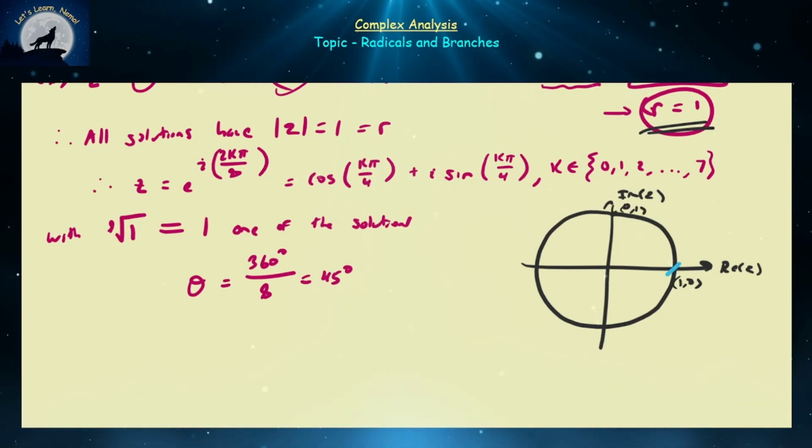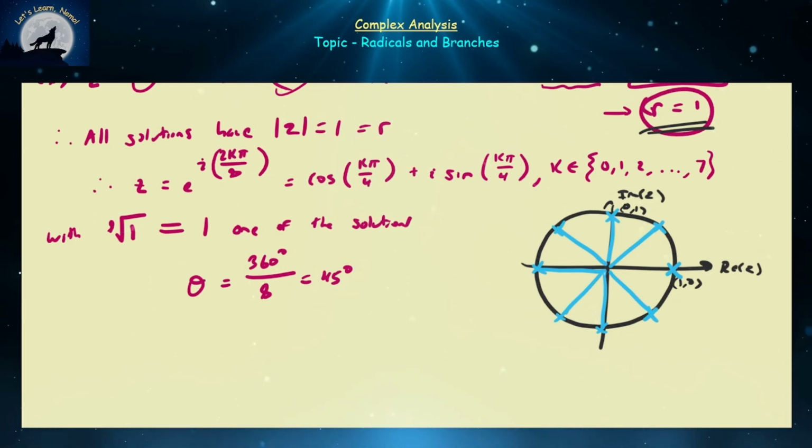So the principal root will be located at x is equal to 1, y is equal to 0. And then we're going to be rotating by 45 degrees. So the next solution will be there. The next solution will be there. The next solution will be there. The next solution will be there. The next will be there. The next will be there. And the last will be there. Right, so those would be all of your solutions.